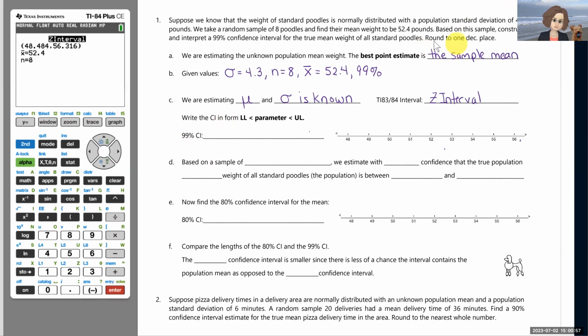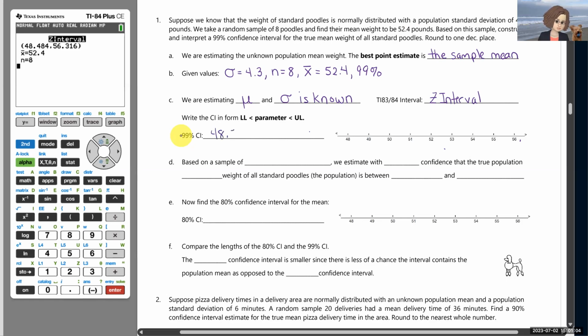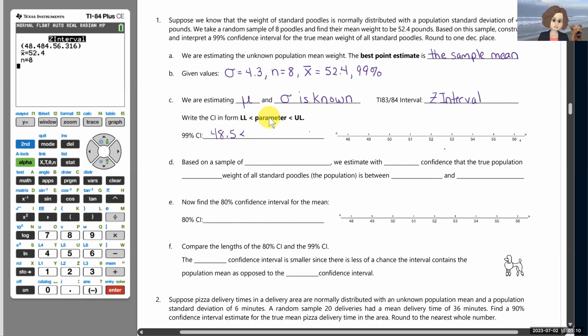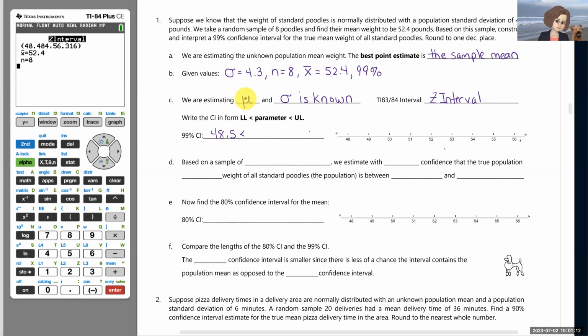And we're going to round to 1 decimal place, so lower limit there would be 48.5. And we're writing it in this form, so less than the parameter mu that we're estimating, and then the upper limit there would be 56.3.